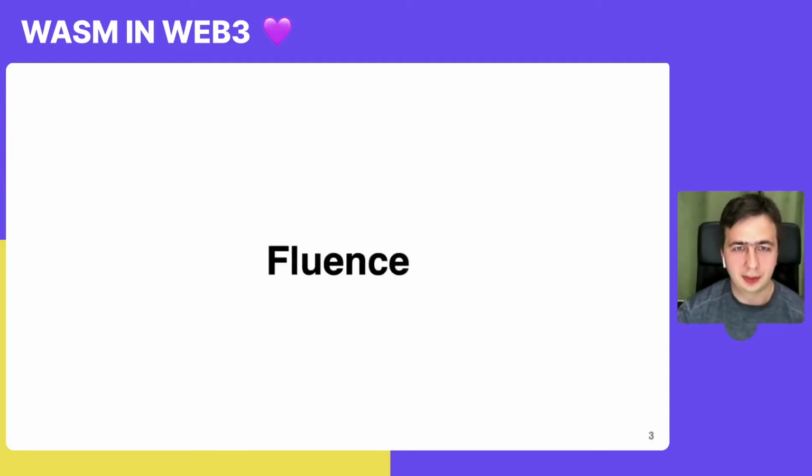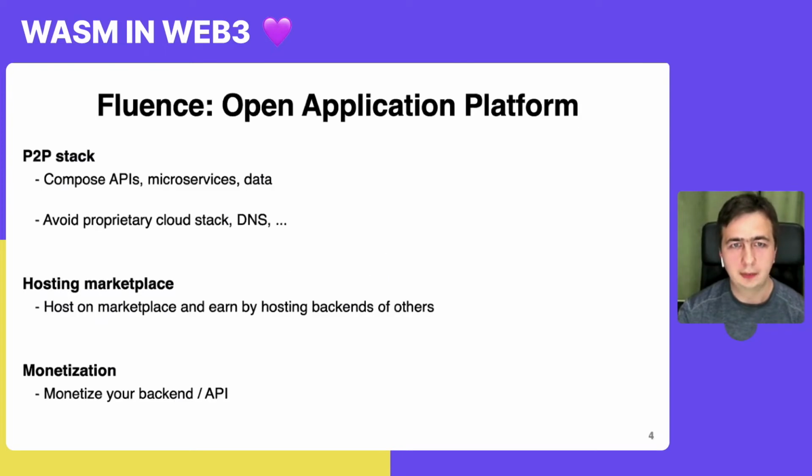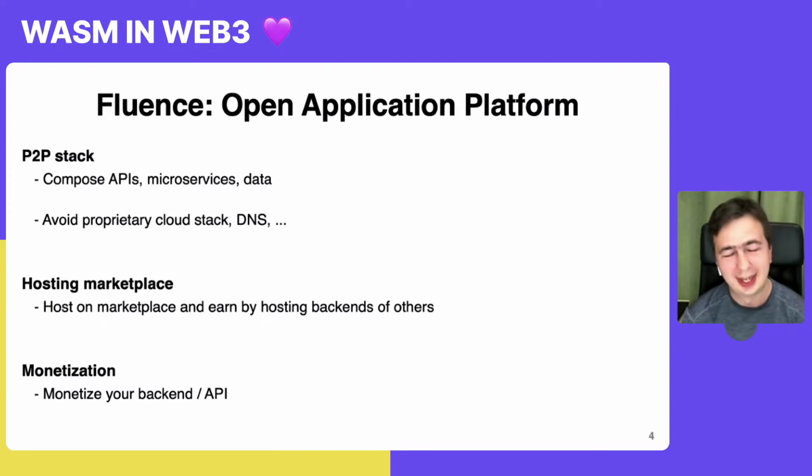And let's start with the Fluence overview. Fluence is a so-called open application platform. In its turn, an open application platform is a thing that consists of three main other things. First one, as usual for a Web3 project, is P2P. It's completely decentralized, and this P2P nature allows Fluence to compose different APIs, different services, data, processes inside the network, and so on. It could be said that from the developer point of view, Fluence is about composing.